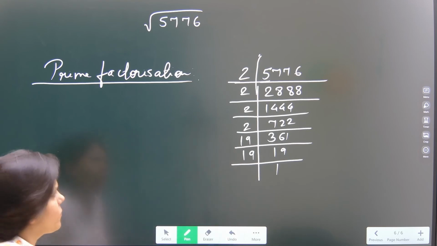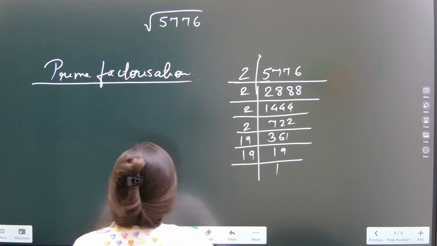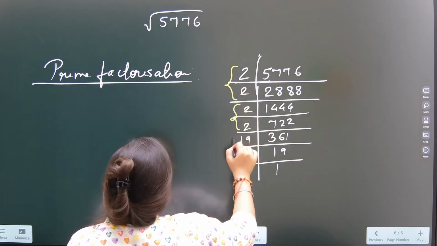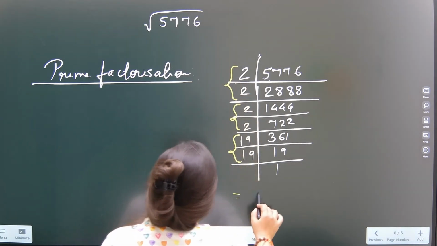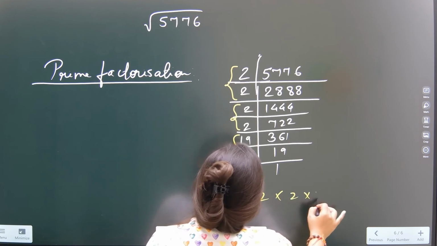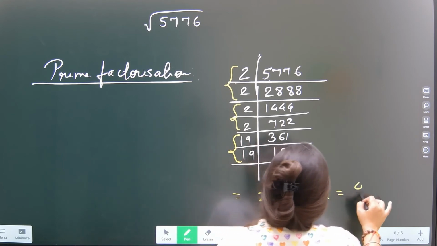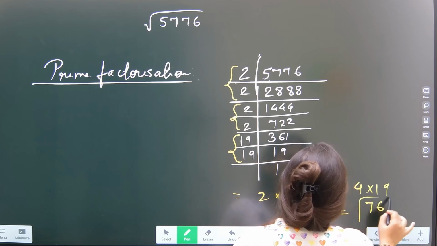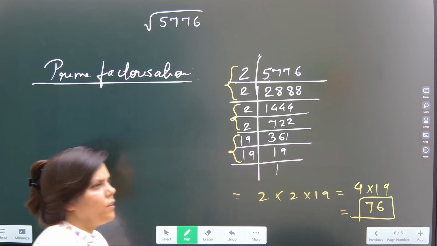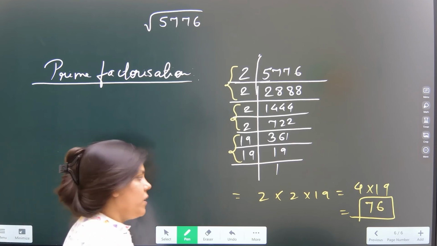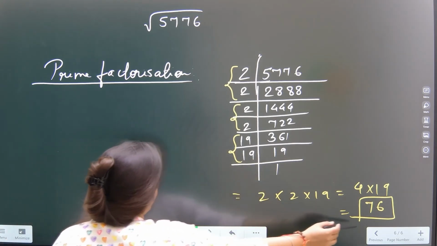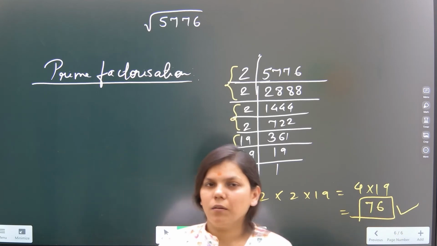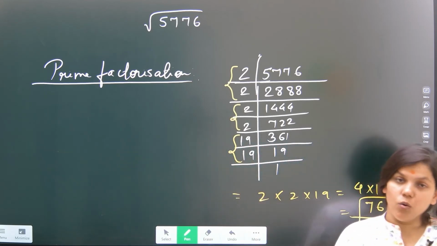Now, so pairs which are formed are pair of 2, another pair of 2, and a pair of 19. So this is 2 into 2 into 19, 4 into 19, that is 76. Okay, so again, we've got the same answer, 76. So these are the two methods by which you can find the square root.